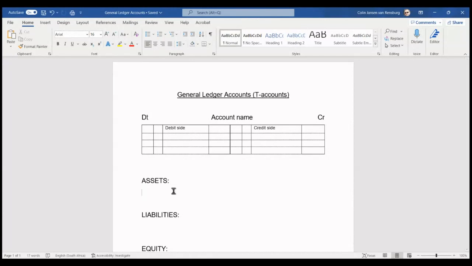So if we have an asset, maybe I'm going to keep on typing, but I also want you to give me some answers. Those of you who had accounting at school can perhaps help us out here. If you have an asset, on which side will an asset's balance increase? Debit side or the credit side?